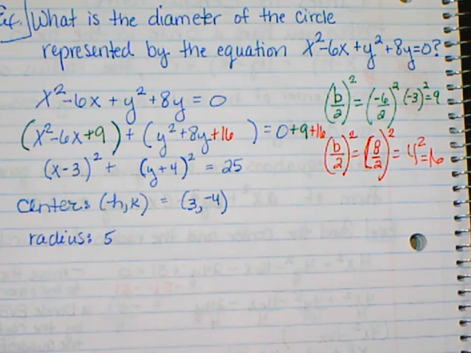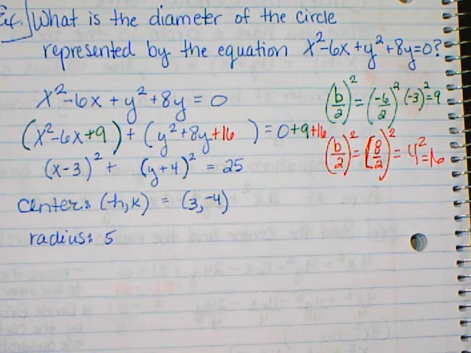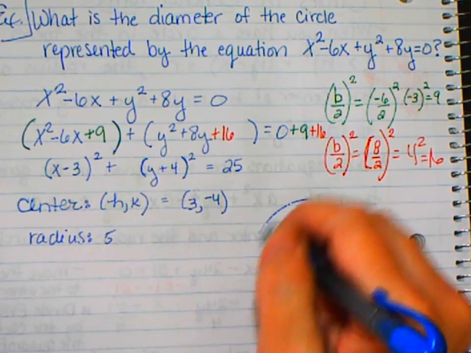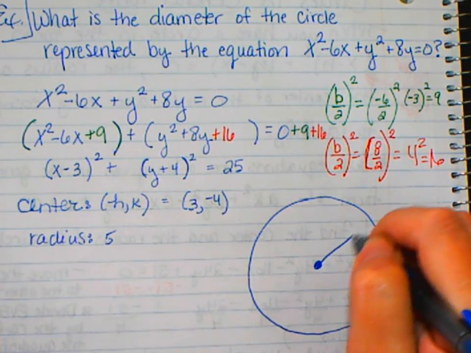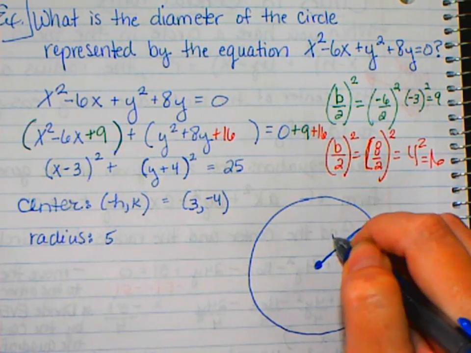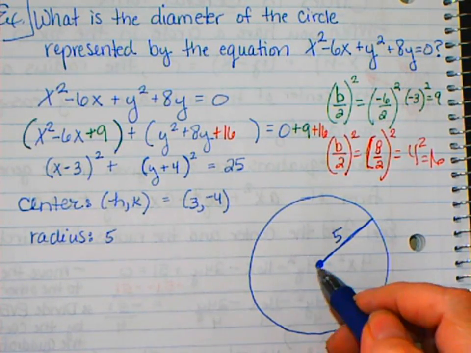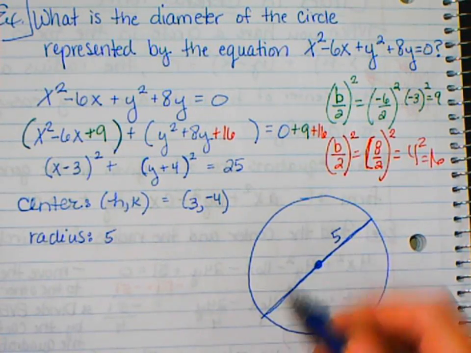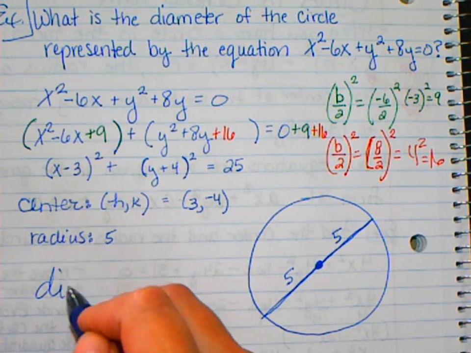So the question says, what is the diameter of the circle? Is it 5? No. I told you, a radius goes from the center to the edge of the circle. What does the diameter do? It goes all the way across. So what would my diameter be? 10 whatever units, right?